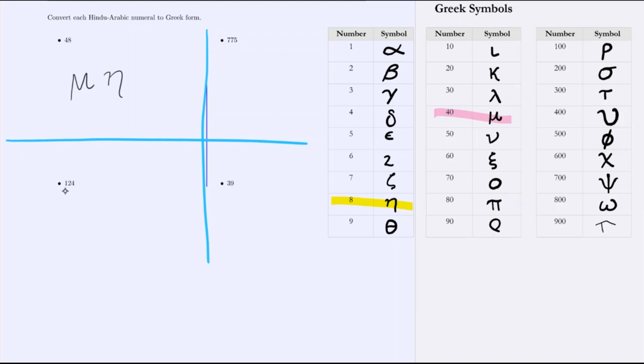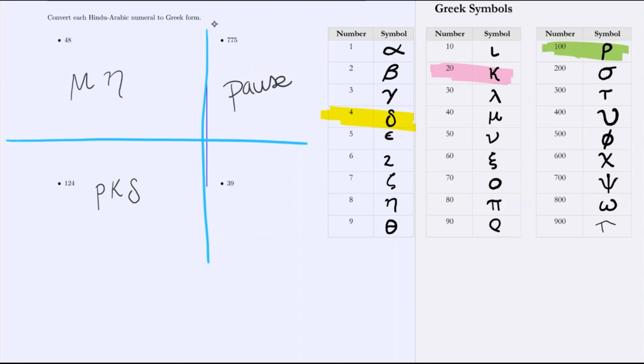Next, looking at 124, that is 100. So we have 100 given by this symbol. And then we've got 20. And then 4. Writing these all together, we would have 100, 20, and then 4. Now for 775 and then separately 39, I recommend you take a moment to pause the video and work on both of these problems. Unpause when you're ready to check your work.